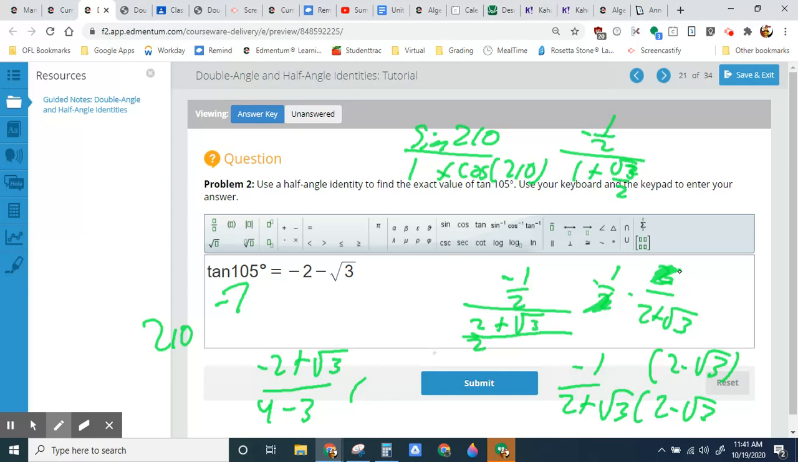Where does the negative come into place? I don't know how they got a negative 3. Oh, the x is also negative. This was supposed to be a negative. I'm sorry, guys. Nick, how confused are you on a scale of 1 to 10?